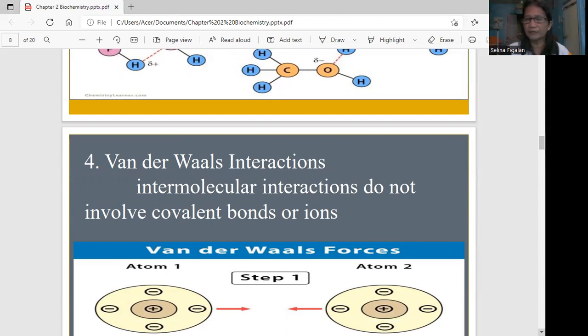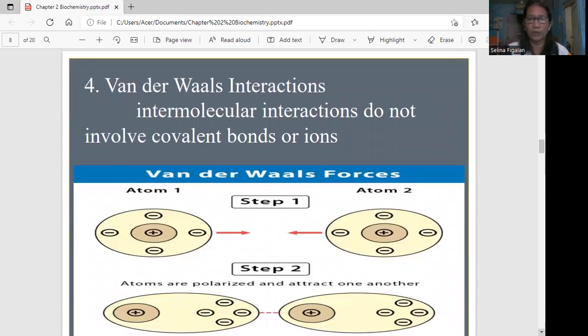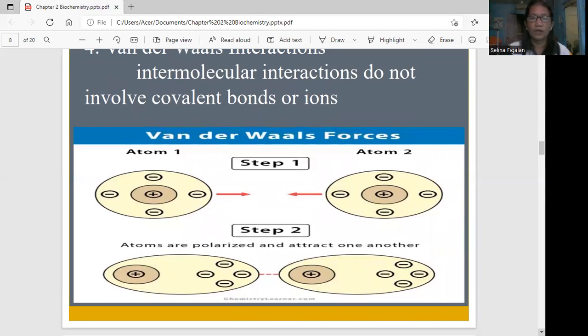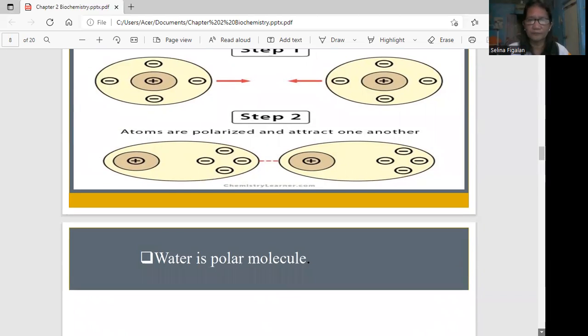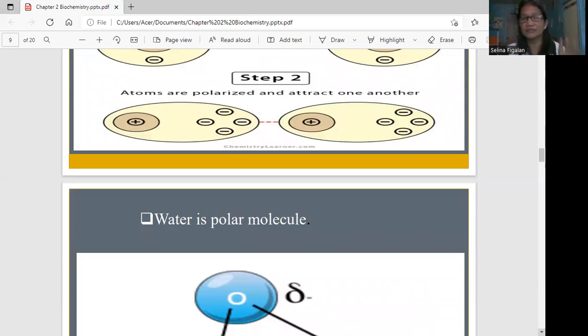Do not involve covalent bonds or ions or ionic bonds, which means walang naglo-lose, walang naglo-donate, walang nag-share. Okay? So this atom one and this atom two combine. What happened? In your step 2, atoms are polarized and attract one another. They attract each other. Walang magbibigay. There is an attraction between them. Okay, walang magbibigay. And that is the fourth chemical bond.